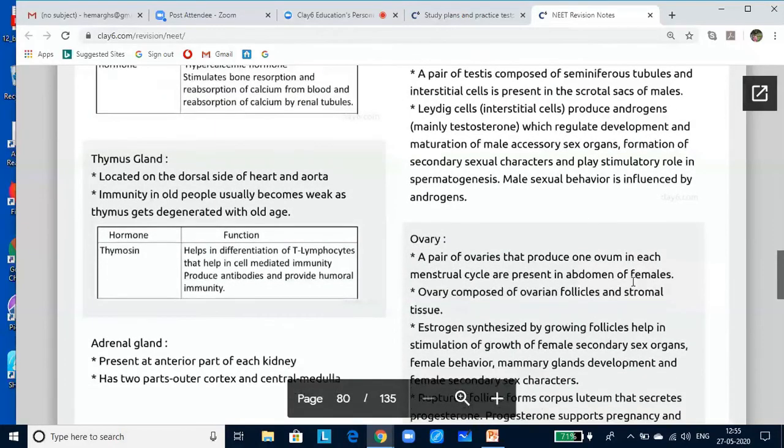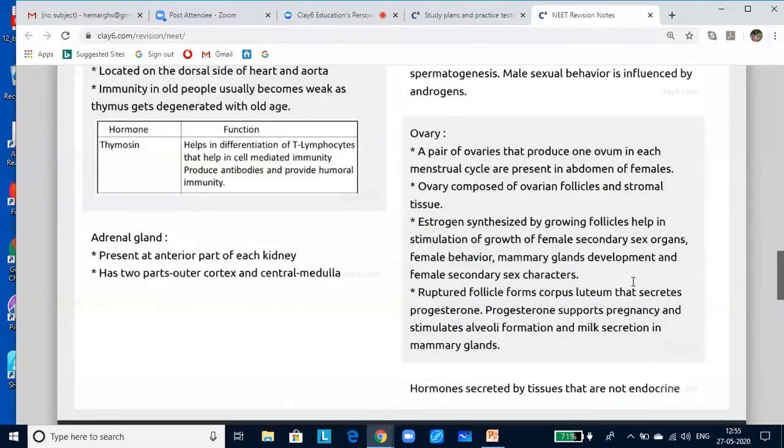Now, the ovary. A pair of ovaries that produce one ovum in each menstrual cycle are present in the abdomen of the females. The ovary is composed of ovarian follicles and stromal tissue. The structure will all be dealt with in human reproduction in detail. Estrogen is synthesized by the follicles, and this helps in the stimulation of growth of female secondary sex organs, female behavior, development of mammary glands, and appearance of secondary sexual characters of females.